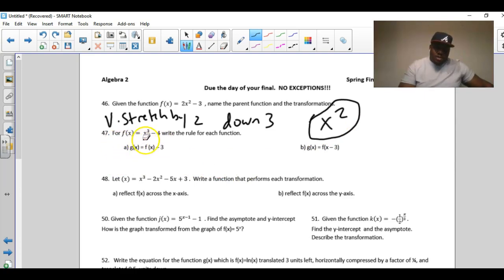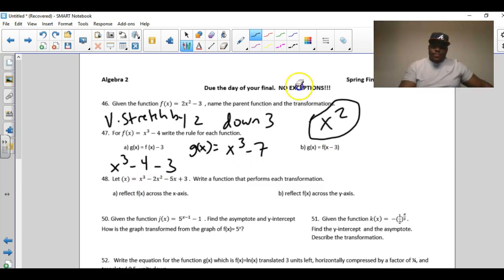For f of x equals x cubed minus 4, write a rule for each function. So this one, we're going to take f of x and subtract 3. So here's f of x, and we want to subtract 3 from it. Go ahead and simplify that. When we do that, you have negative 4 minus 3. You end up with g of x equal to x cubed minus 7. Combine like terms. x cubed minus 7.